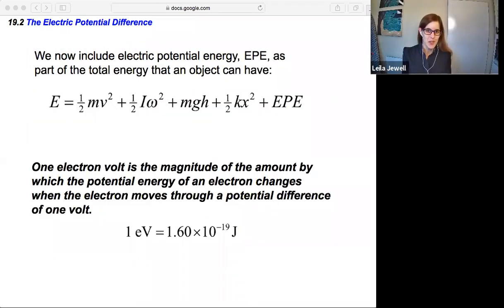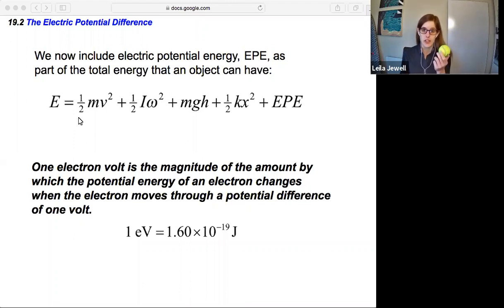Section 19.2 continued, the electric potential difference. So now that we've seen the idea of the electric potential difference and electric potential energy, we can add our electric potential energy as part of the total energy that an object can have, right? We know that it can have a number of different forms of energy.